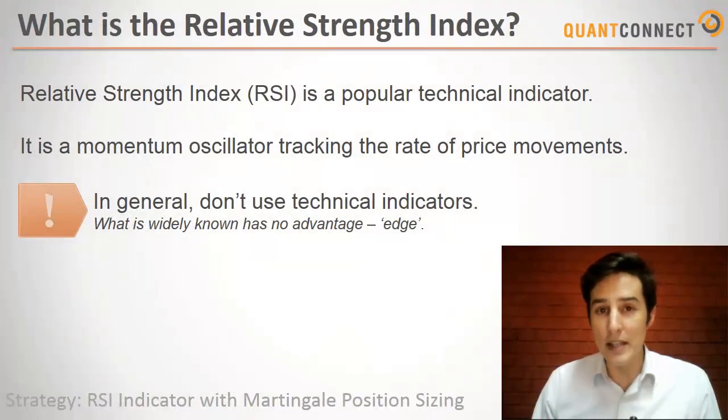Before we use the relative strength code in our algorithm, I wanted to give you a brief explanation about what it is. The RSI is a popular technical indicator to measure the rate of price change of the market. It's said to be able to detect whether or not the market is oversold or overbought. In general, these technical indicators are very well known, and what's generally well known loses its advantage in the market. Possibly you could customize it and make it your own.